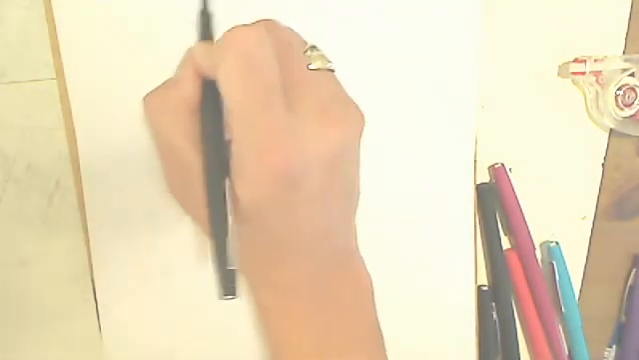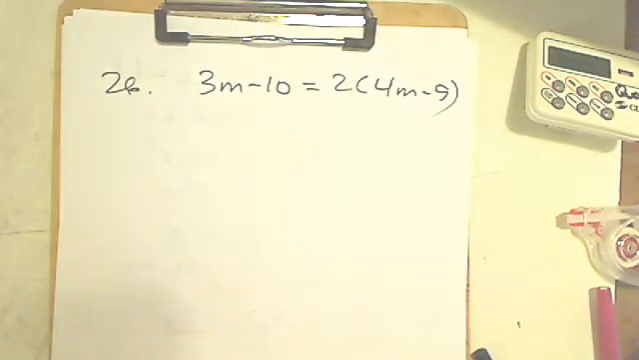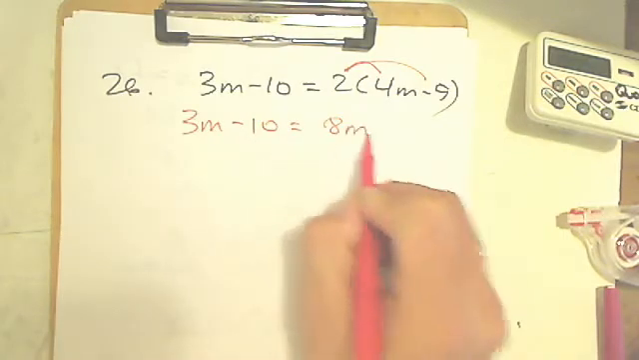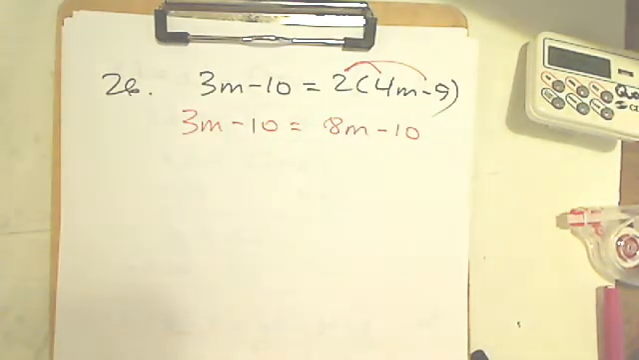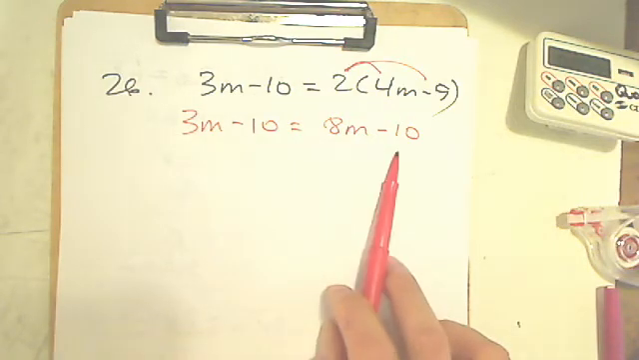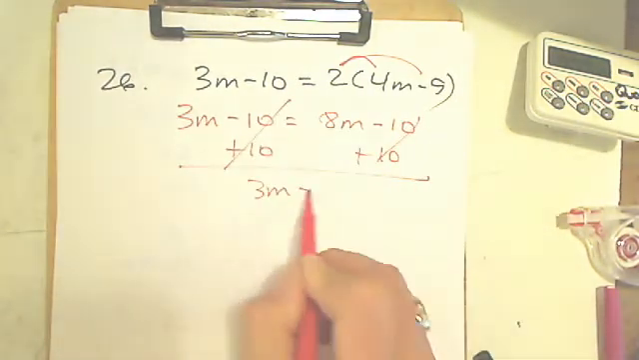Questions, 26. 26. 3m minus 10 equals 2 times 4m minus 5. Oops, sorry. 26. What do we have to fix here, Emily? Distribution. 3m minus 10 equals 8m minus 10. Your options, please. Subtract 3m, Stephen. Add 10. Subtract 8m. Or add 10. Now, if you notice here, if you add 10 to both sides of the equal sign, you get 3m equals 8m.